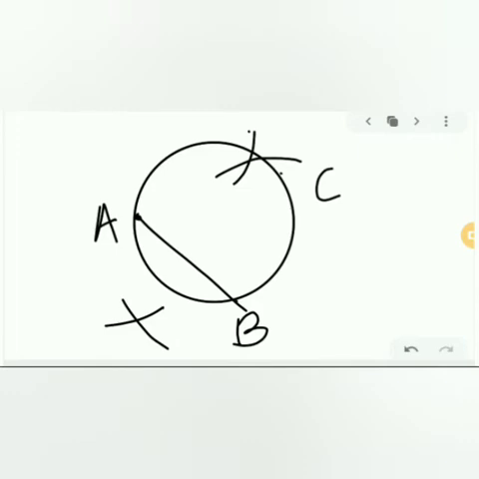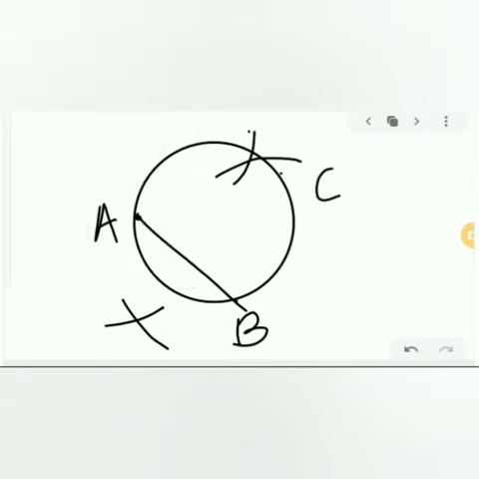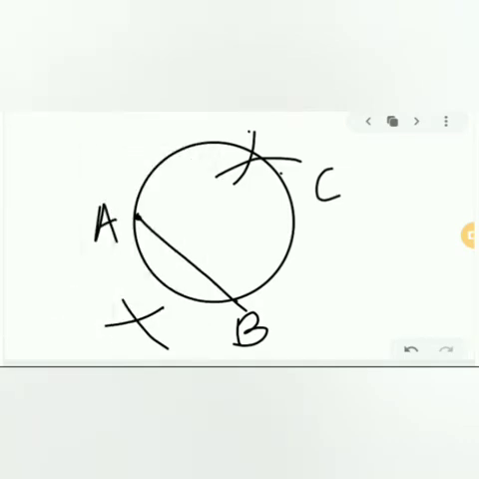Now I have to pass one line through it. Let me draw the line. You also have to draw the line passing through both of these. So if we draw the line from here, it will look like this. Let me adjust it. One straight line we have to pass.